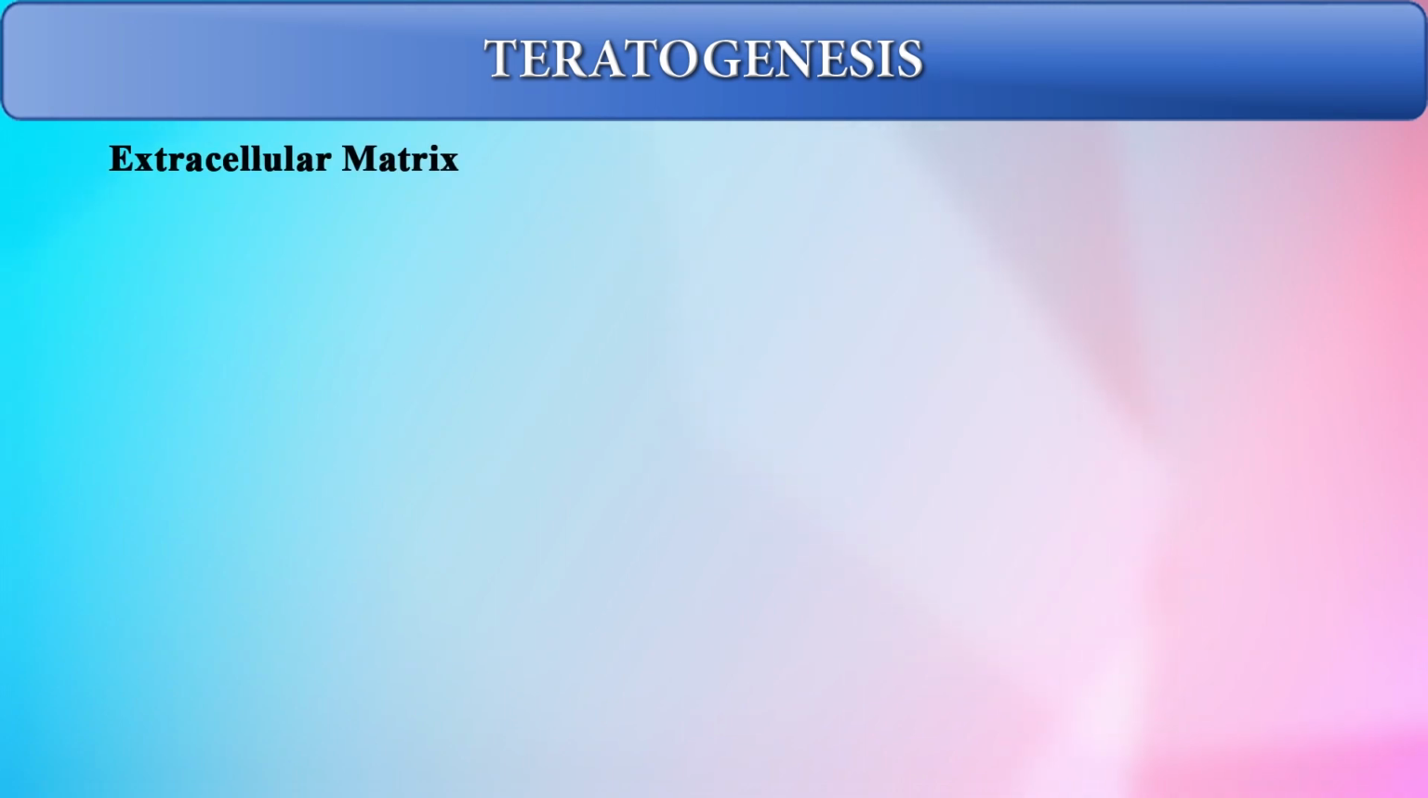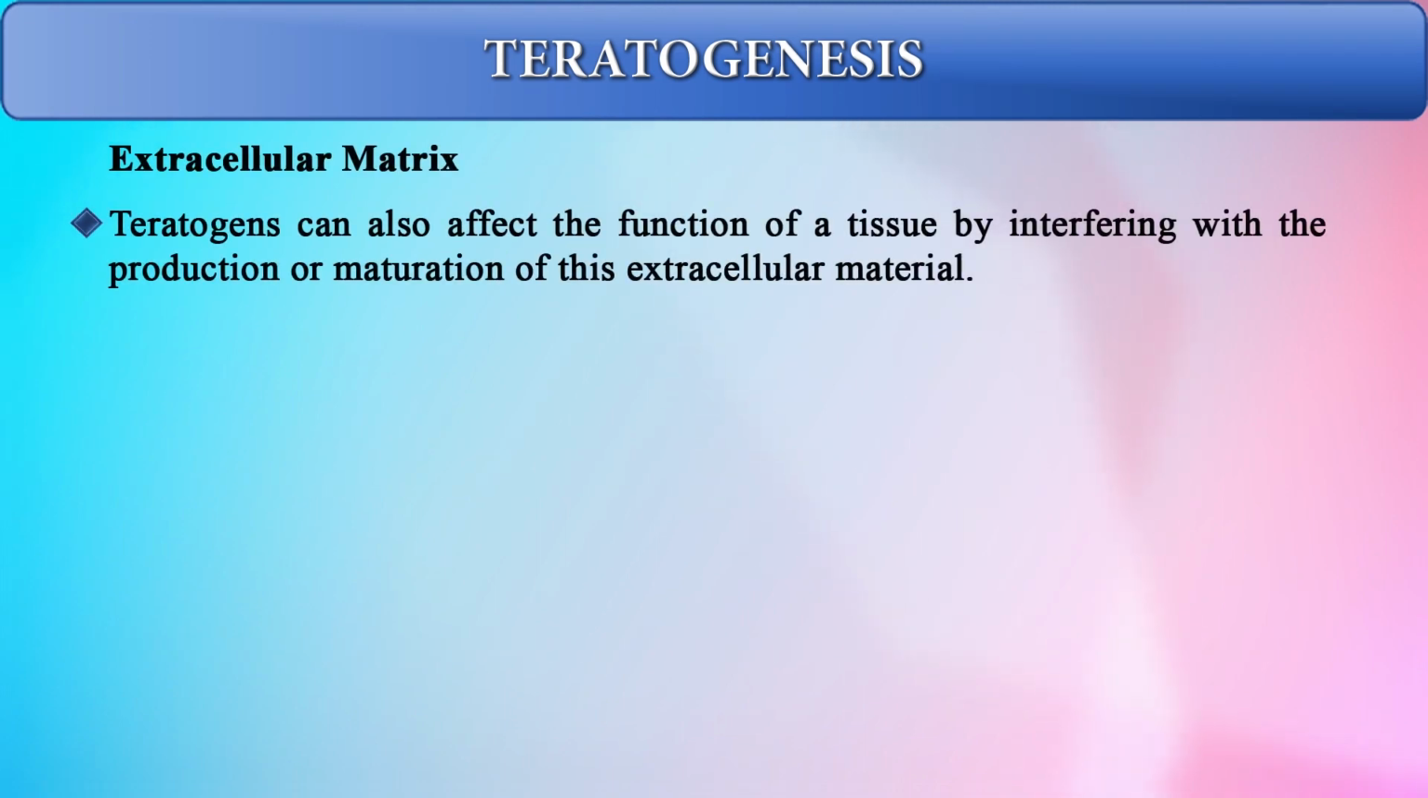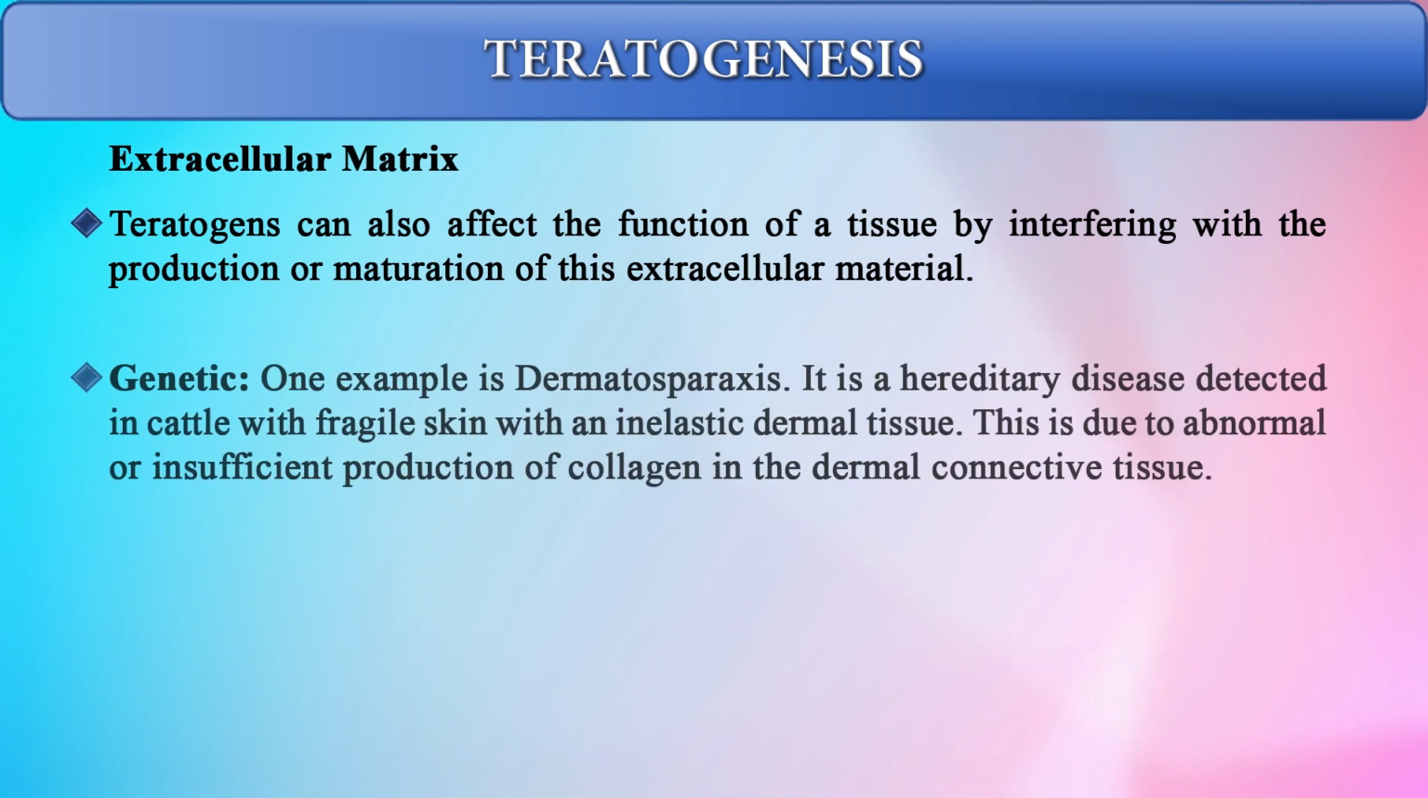Extracellular matrix. Teratogens can also affect the function of a tissue by interfering with the production or maturation of this extracellular material. One example is dermatosparaxis. It is a hereditary disease which is detected in cattle with fragile skin and an inelastic dermal tissue. This is due to abnormal or insufficient production of collagen in the dermal connective tissue.